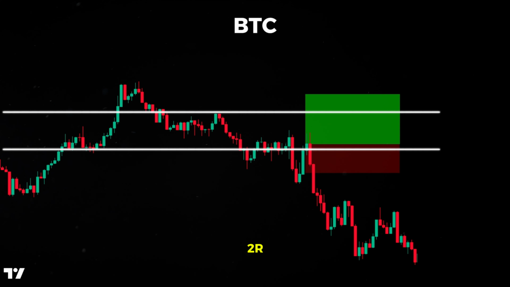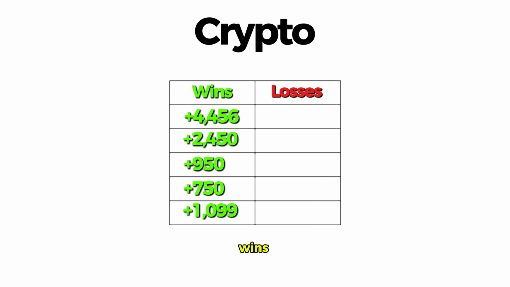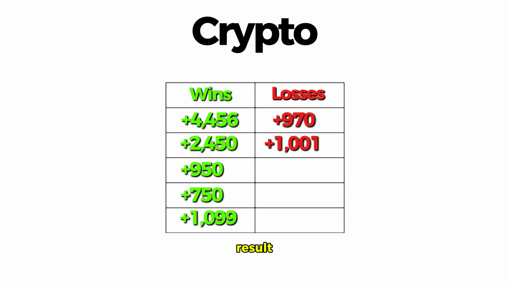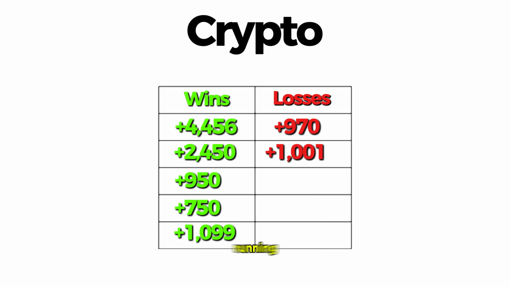But here's the thing. Because we're targeting 2R on every single winner, you only need to win slightly more than you lose to come out profitable. In this crypto sample, out of 7 trades, 5 were wins and 2 were losses. Total result, 8R in profit. That's a 72% win rate just running this basic setup.